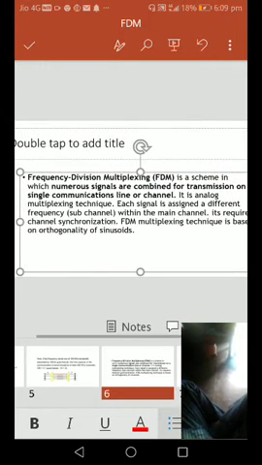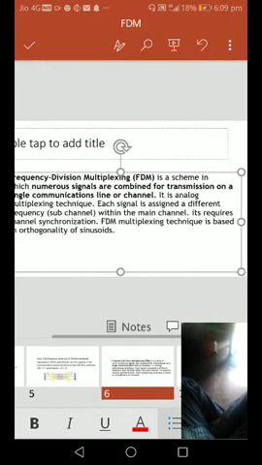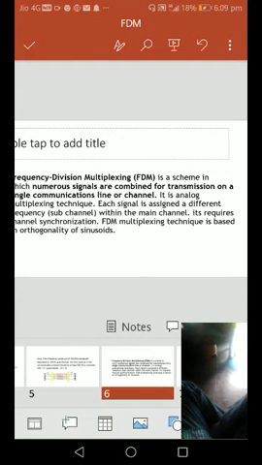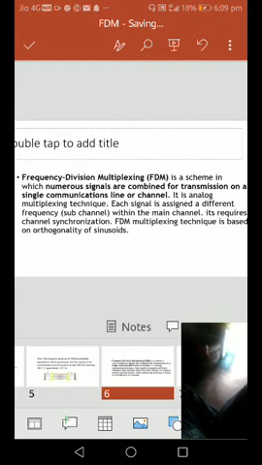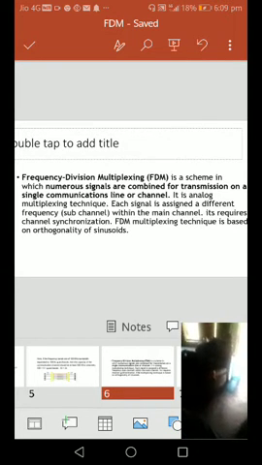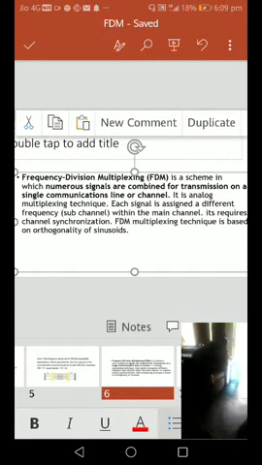Frequency division multiplexing is the scheme in which numerous signals are combined for transmission on a single communication line or channel. It is an analog multiplexing technique, and analog signals are multiplexed.